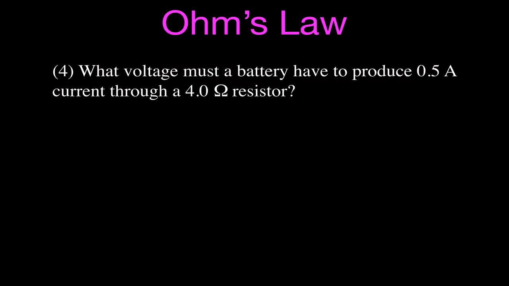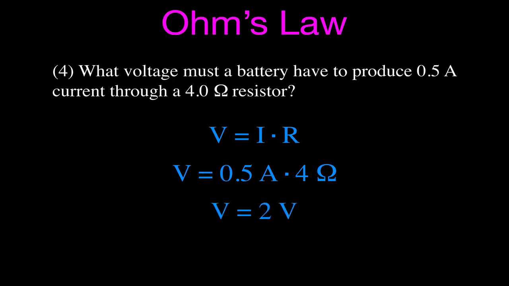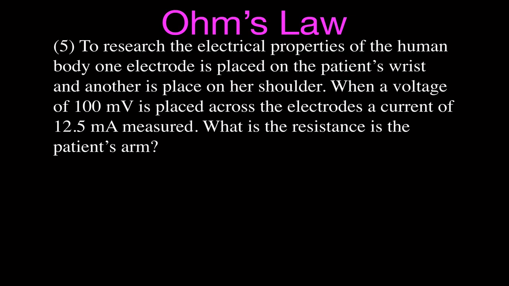Okay, the next one says, what voltage must the battery have to produce half an amp through a 4 ohm resistor? Okay, now we're going to do this one again. V equals I times R, current 0.5, resistance 4. 0.5 times 4 is simply going to be equal to 2 volts.